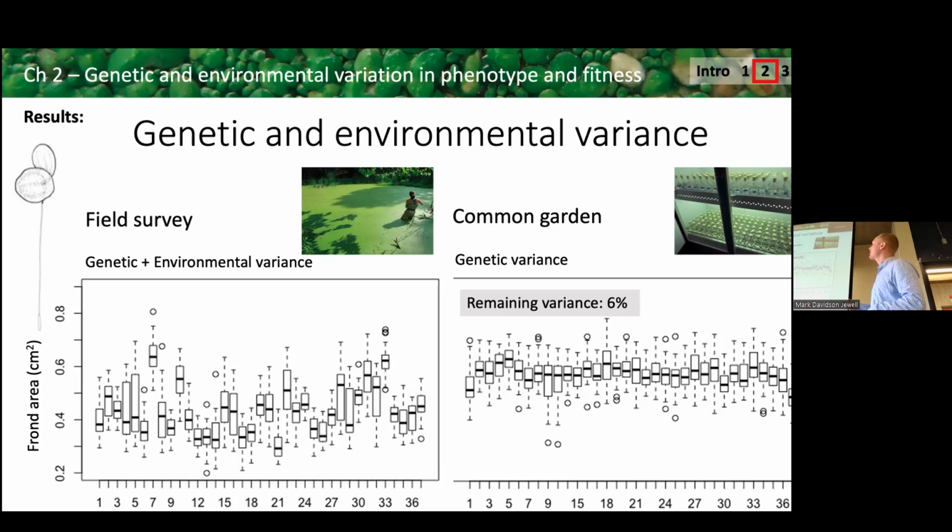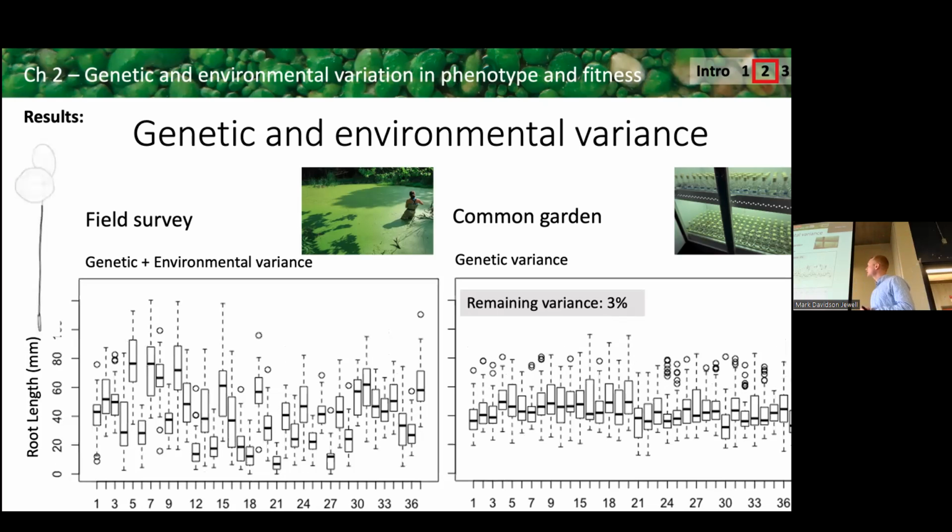So yeah, there's a ton of variation, but then you take the plants back to the lab, you grow them in the common garden, and you see that the vast majority of that variation among sites disappears. There's only 6% of it left. That means that about 94% of that variation in frond area that we saw in the field is due to phenotypic plasticity. It's even more striking for root length. Again, tons of variation in root length in the field, bring them back to the common garden, and there's only 3% of that among-site variation remaining. So the vast majority of variation in root length measured in the field is again due to phenotypic plasticity.